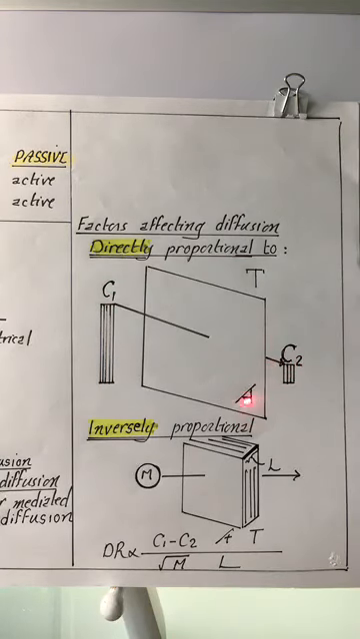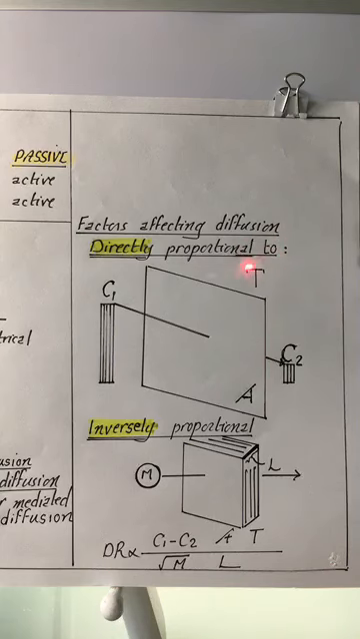Definitely, diffusion is directly proportional to the area. The diffusion of gases in both lungs is better than the diffusion in one lung. Why? Because 2 lungs have more area than 1 lung.